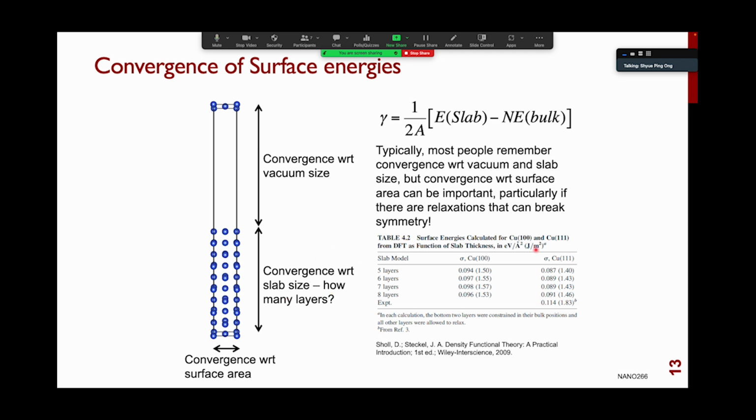relaxations. Just to show you the convergence of surface energies for copper 100 and copper 111 as a function of slab thickness, you see you start with 5 layers, 6 layers, 7 layers, 8 layers, and so on, and at some high enough number, you have a convergence of your surface energies.